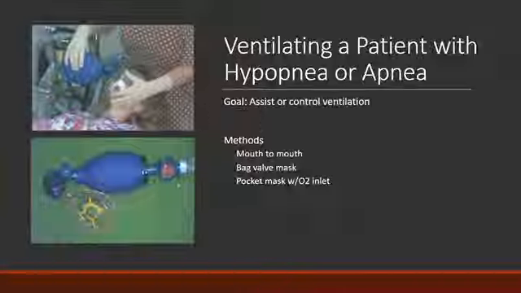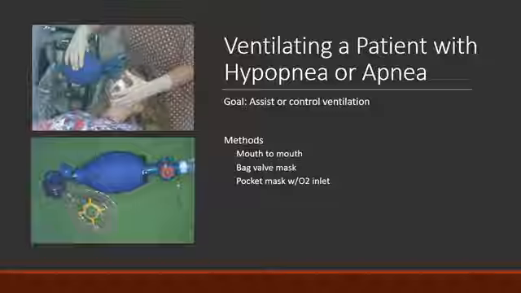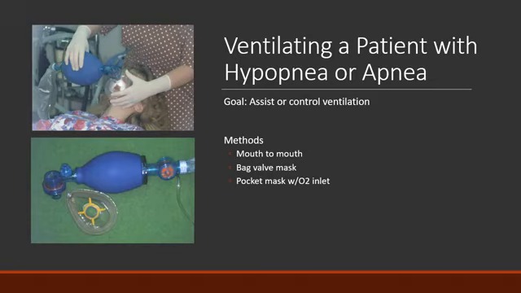In the diagram on the right-hand side, you can see this is a bag valve mask. This is the preferred method. It allows us to force air into the patient's lungs by squeezing the bag, and there's a one-way valve attached to that bag that allows air to go out but not come back in.